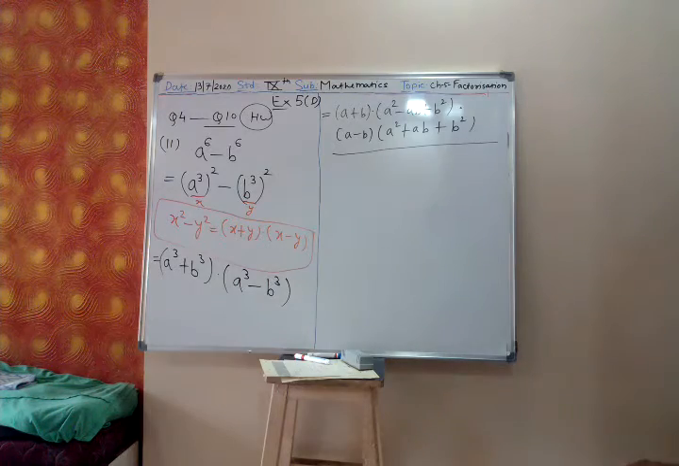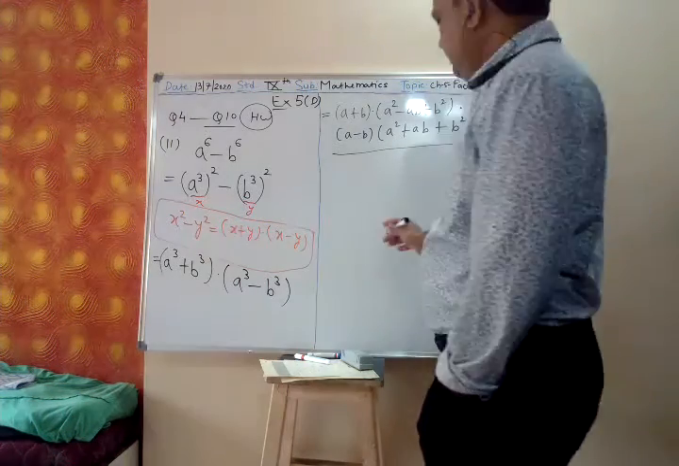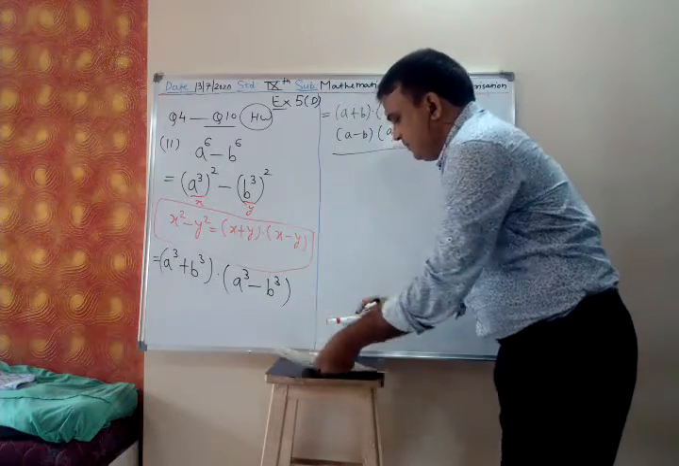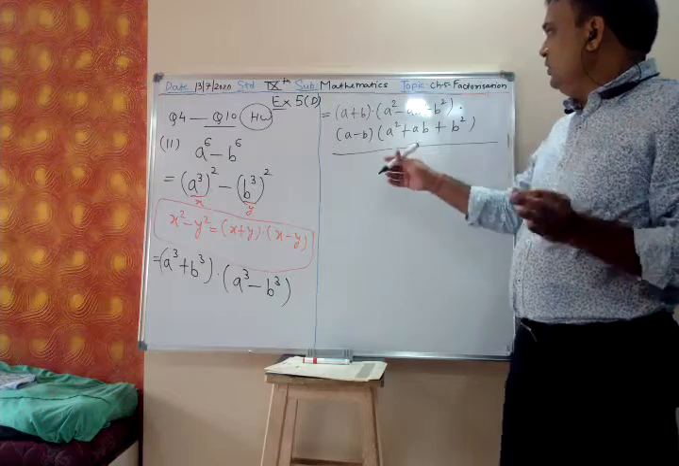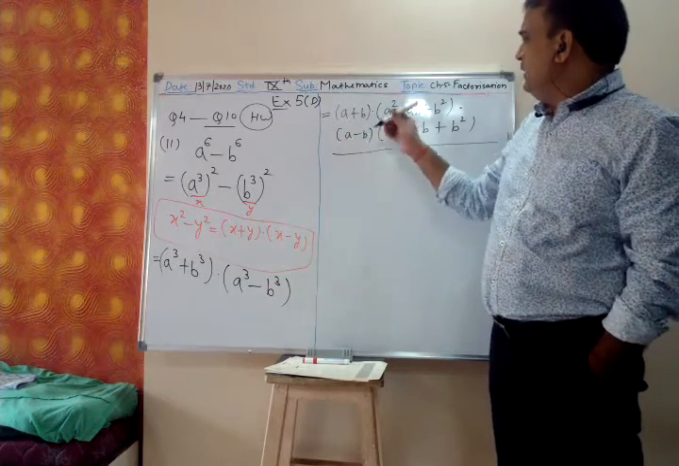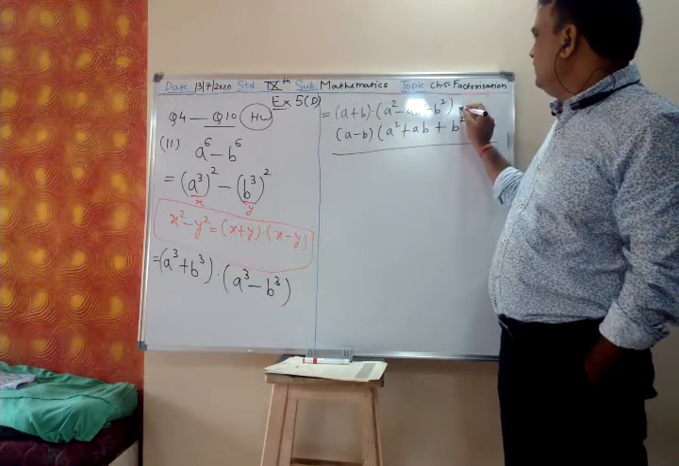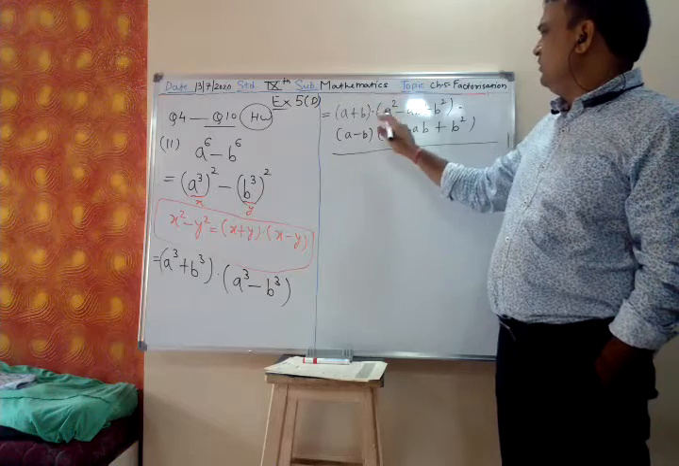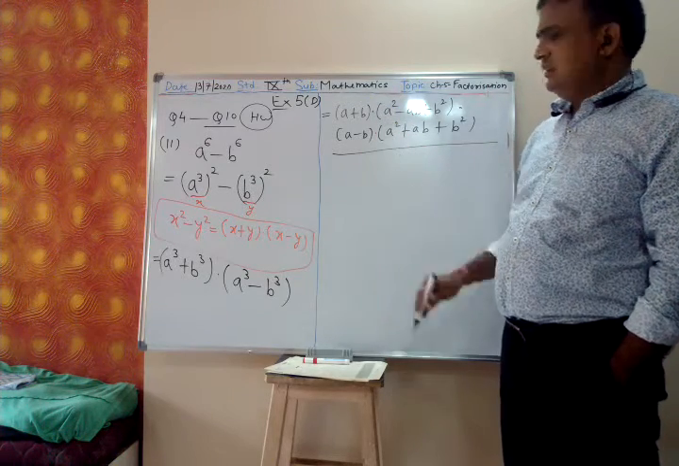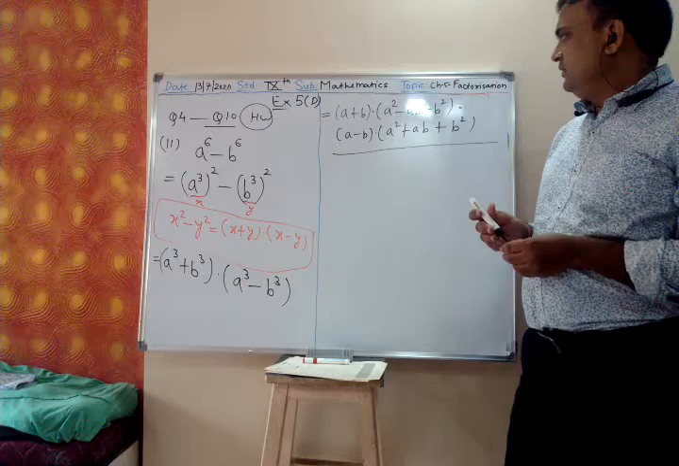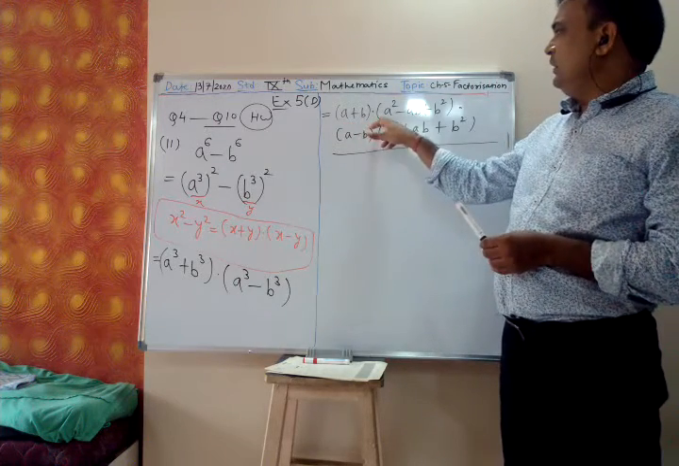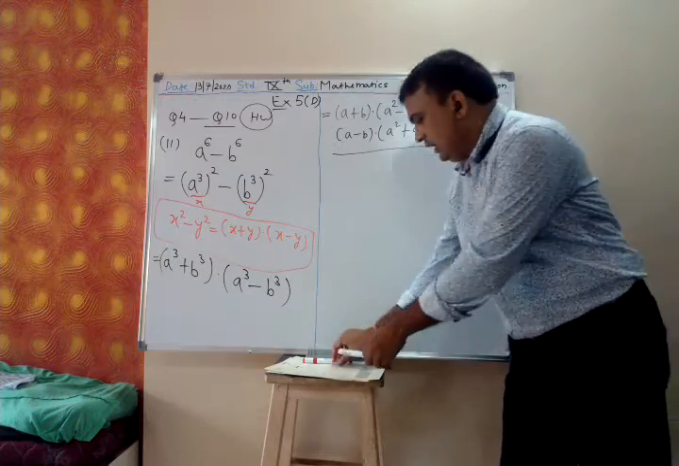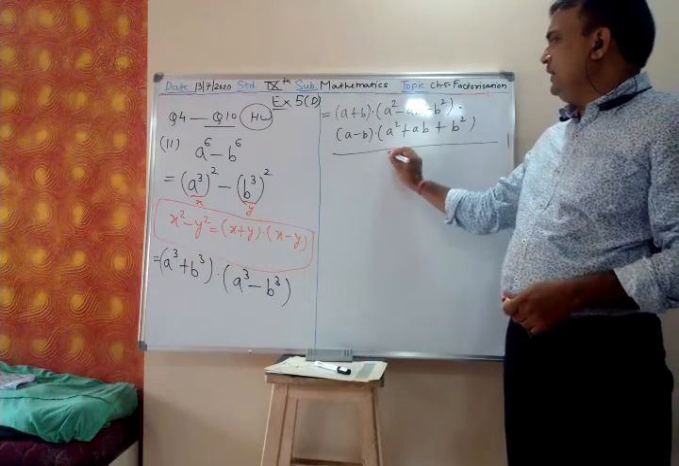No. How can you cancel plus AB and minus AB? It is everywhere multiplication. Multiplication is there, no? So how will you cancel this? If it is plus, then you can cancel. A plus B into A square. Let me do by another method.